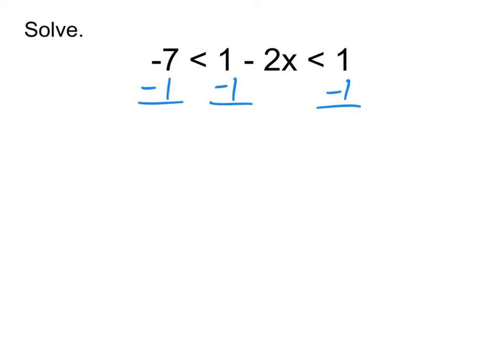And we can actually work with all three pieces at the same time. And so if I subtract the 1, that gives me a negative 8 is less than negative 2x, and that is less than 0. Before I put it up here, take a moment. Go ahead and take that last step on your own.